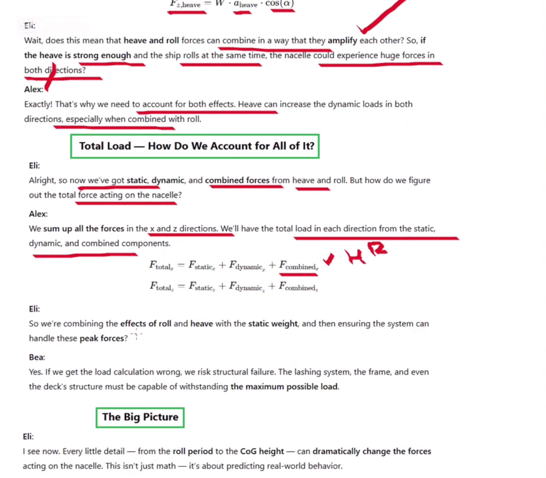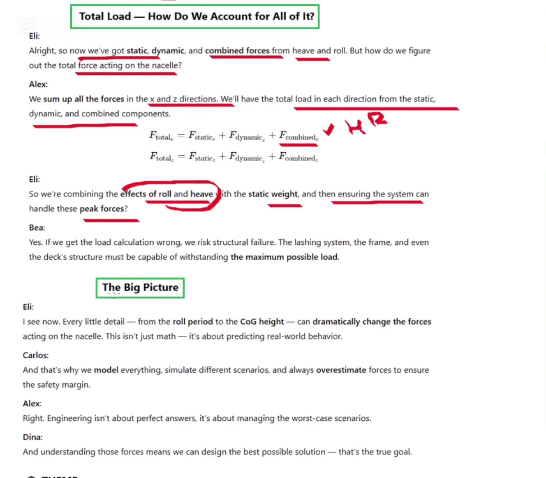So we are combining the effects of roll and heave with the static weight, and then ensuring the system can handle the peak forces. Yes, if we get the load calculation wrong, we risk structural failure. The lashing system, the frame, even the deck structure must be capable of withstanding the maximum possible load.